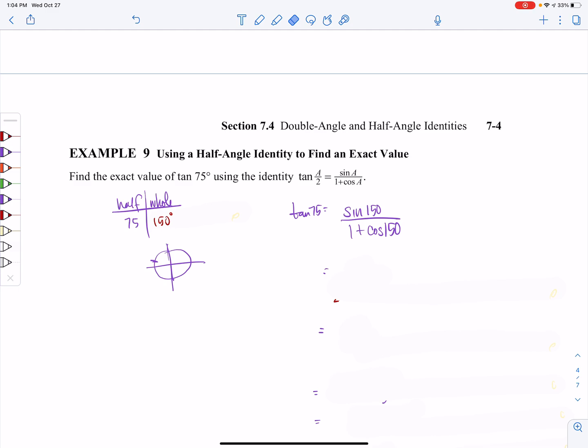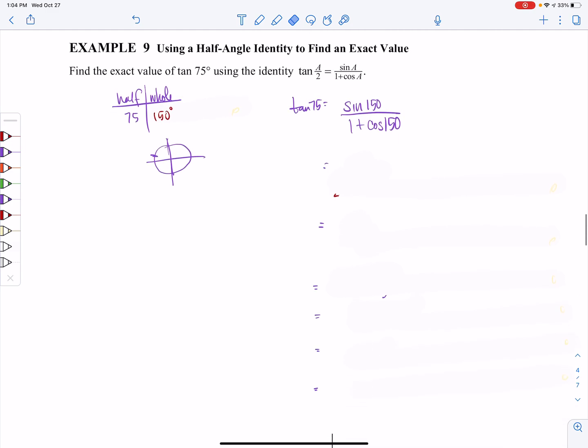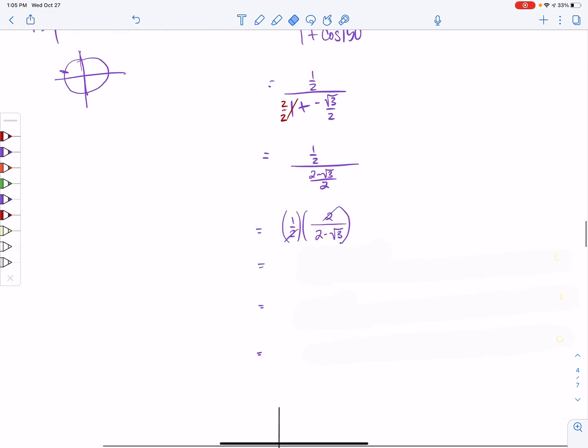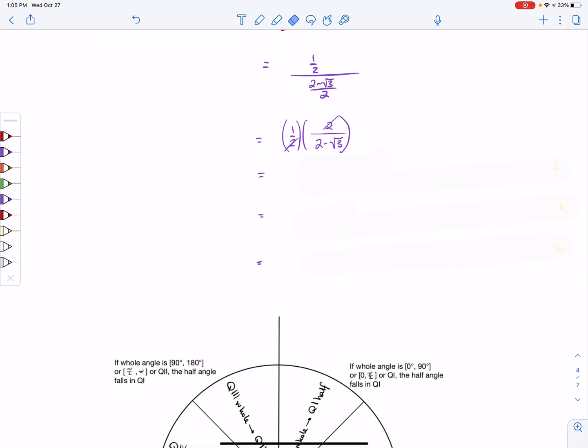I already have the circle marked over here. The sine of 150 degrees is going to be 1/2. The cosine will be negative root 3 over 2. Looks like I'm getting a common denominator down on the bottom. So it's going to be 1/2 divided by 2 minus root 3 all over 2. Then I can multiply by the reciprocal. That'll be nice because it'll cancel out my 2's. That's going to leave me with 1 over 2 minus root 3.